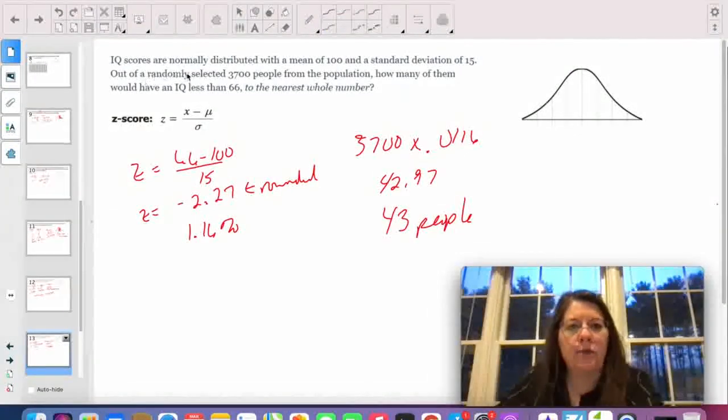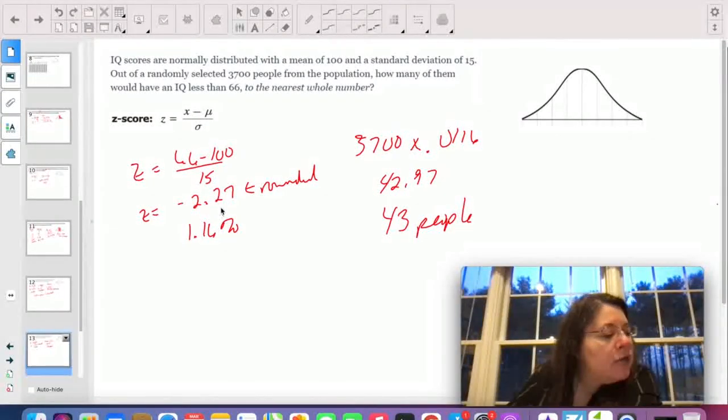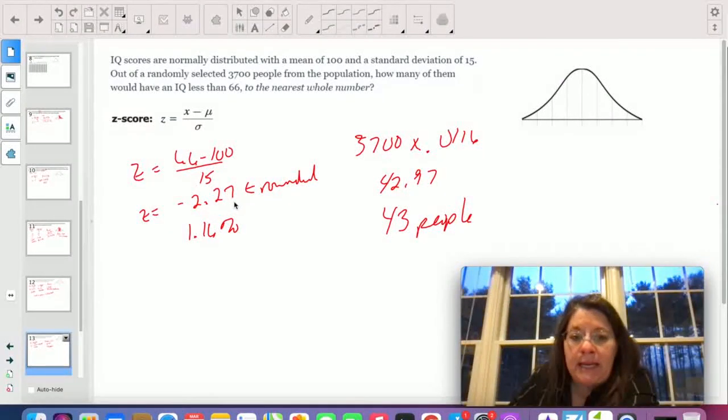So for this one, IQ scores are normally distributed with a mean of 100 and standard deviation of 15. Out of a randomly selected 3,700 people from the population, how many of them would have an IQ less than 66 to the nearest whole number? Okay, the first thing I have to do is find the z-score for 66. So that would be 66 minus 100 divided by 15. That gives me a negative 2.27. It was actually a negative 2.26 repeating, so I rounded that to 2.27. You always have to round z-scores to 2 decimal places.